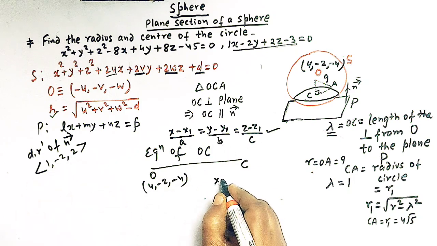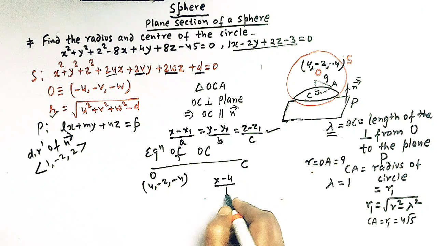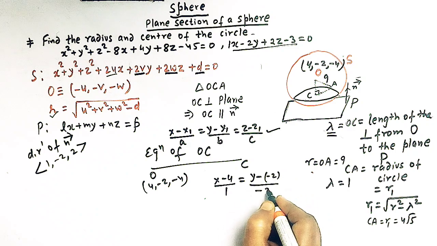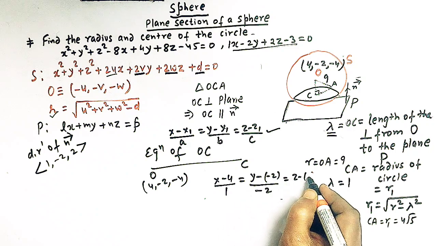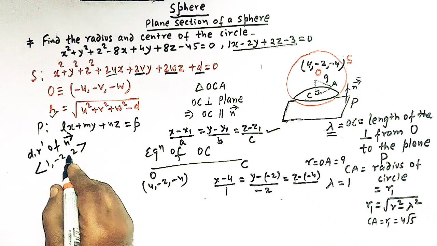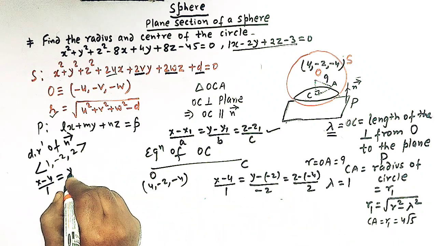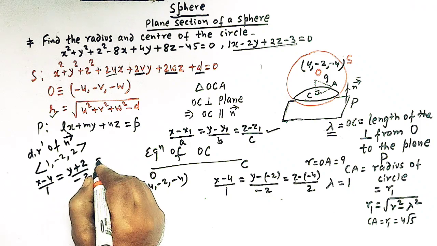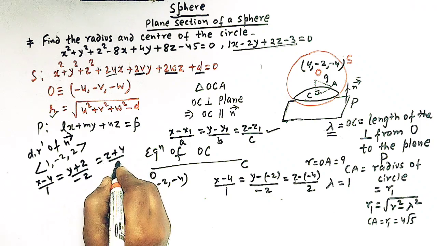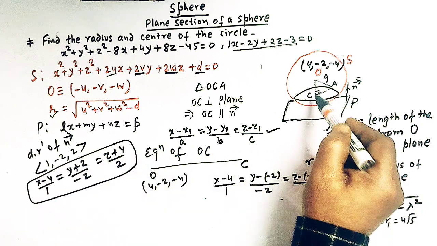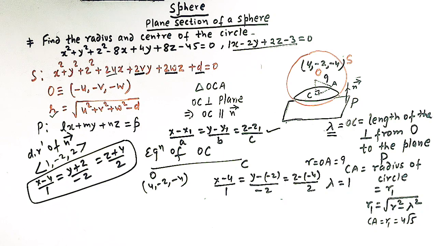So we can now write x minus 4 over 1, then y minus minus 2 over minus 2, and z minus minus 4 over 2. So we can now write x minus 4 over 1 is equal to y plus 2 over minus 2, is equal to z plus 4 over 2, right? So this is the equation of this line OC, right? So now let us make use of the concept of a general point lying on a line.